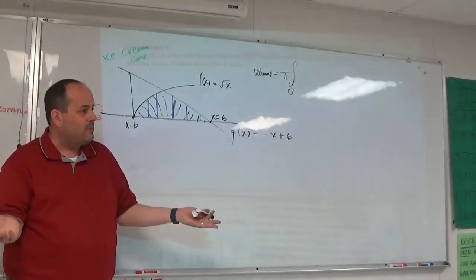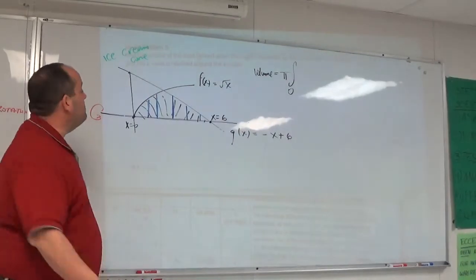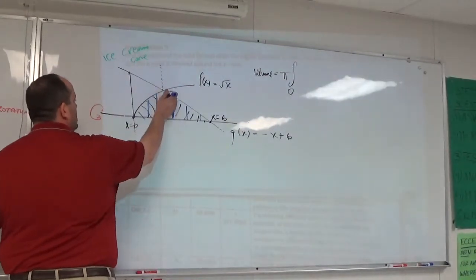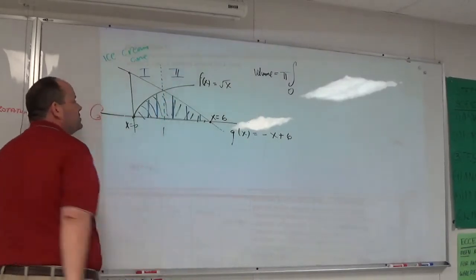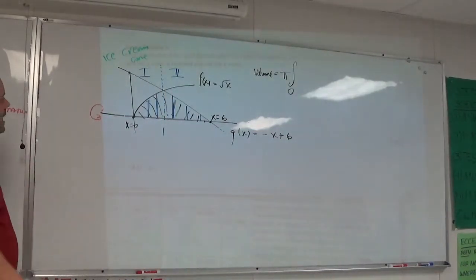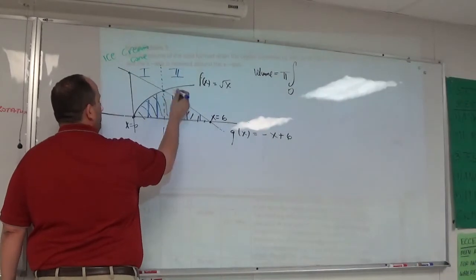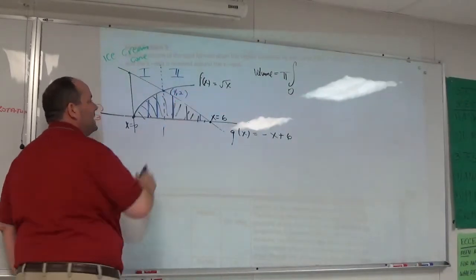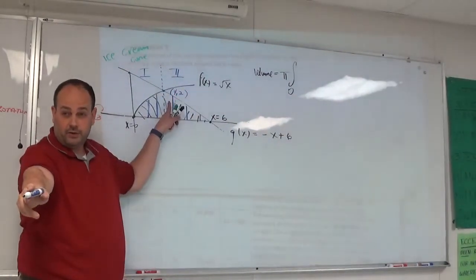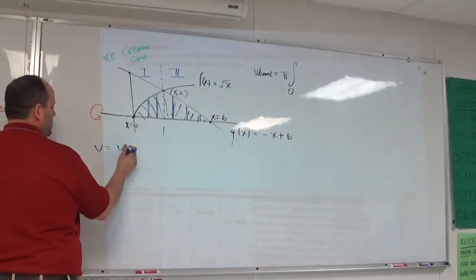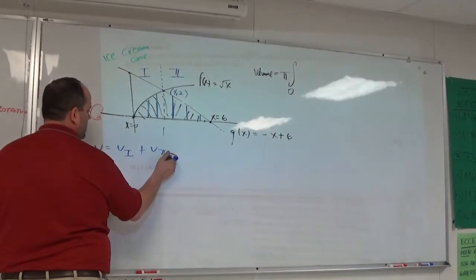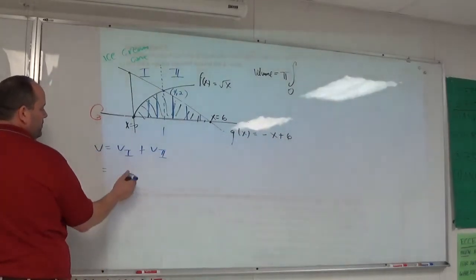How are we going to handle that with calculus? Split it up at the intersection. You're going to split it up at the intersection point. So right here, I want to break it and say, here's region number one, and here's region number two. And it's going to be 4, 2. And you maybe already found the intersection point. The intersection point is 4, 2. Did you graph and find the intersection? Okay. So your volume, we're going to find volume of region one, volume of region two.